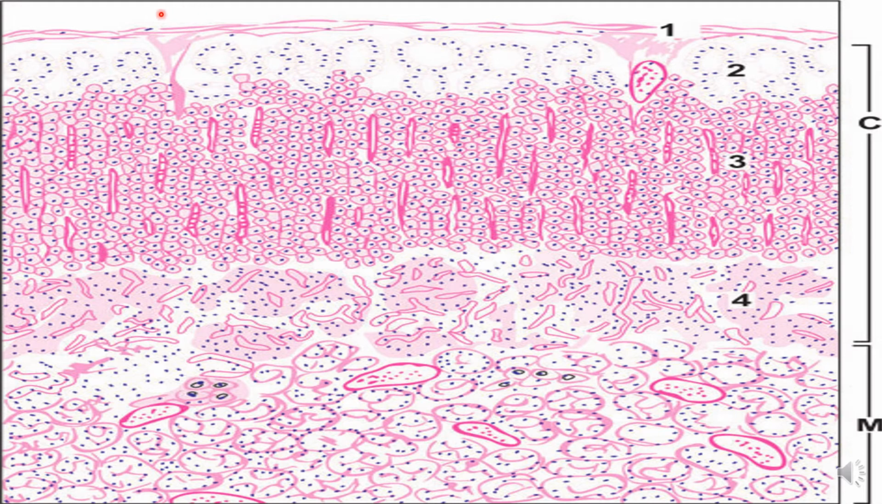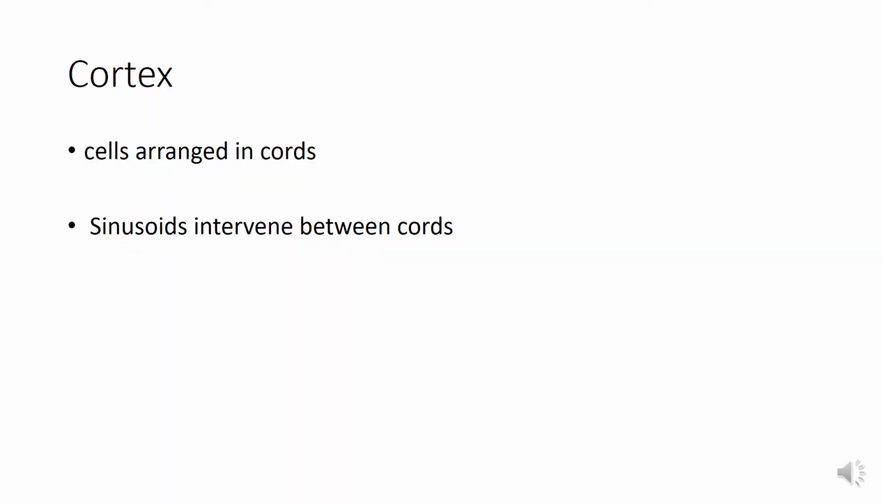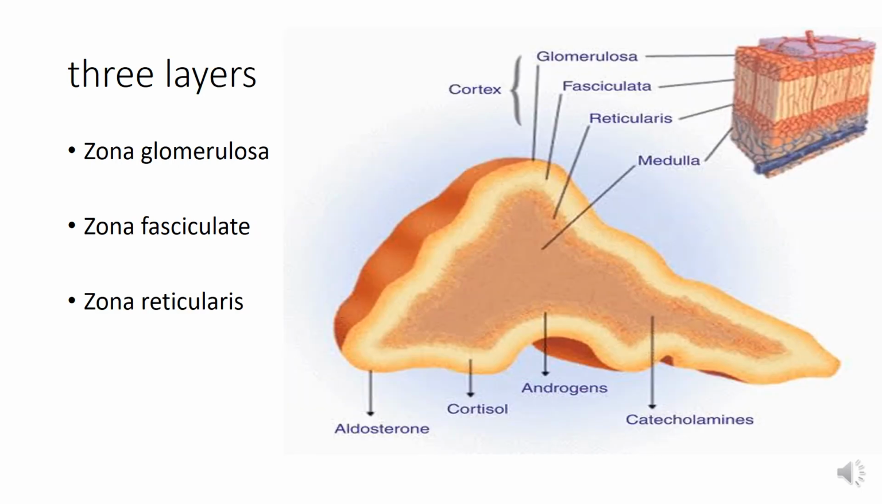So in this figure also you can see this is the capsule, and you can see that capsule is sending septae into the gland substance. This whole thing is the cortex of suprarenal gland, and this is the medulla. And as you can see, the volume of medulla is much less compared to that of the cortex. So you have capsule, beneath that you have the cortex, beneath that you have the medulla. In cortex you have cells arranged in cords with sinusoids intervening between the cords. And the cortex has got 3 layers. You have zona glomerulosa, zona fasciculata, and zona reticularis.